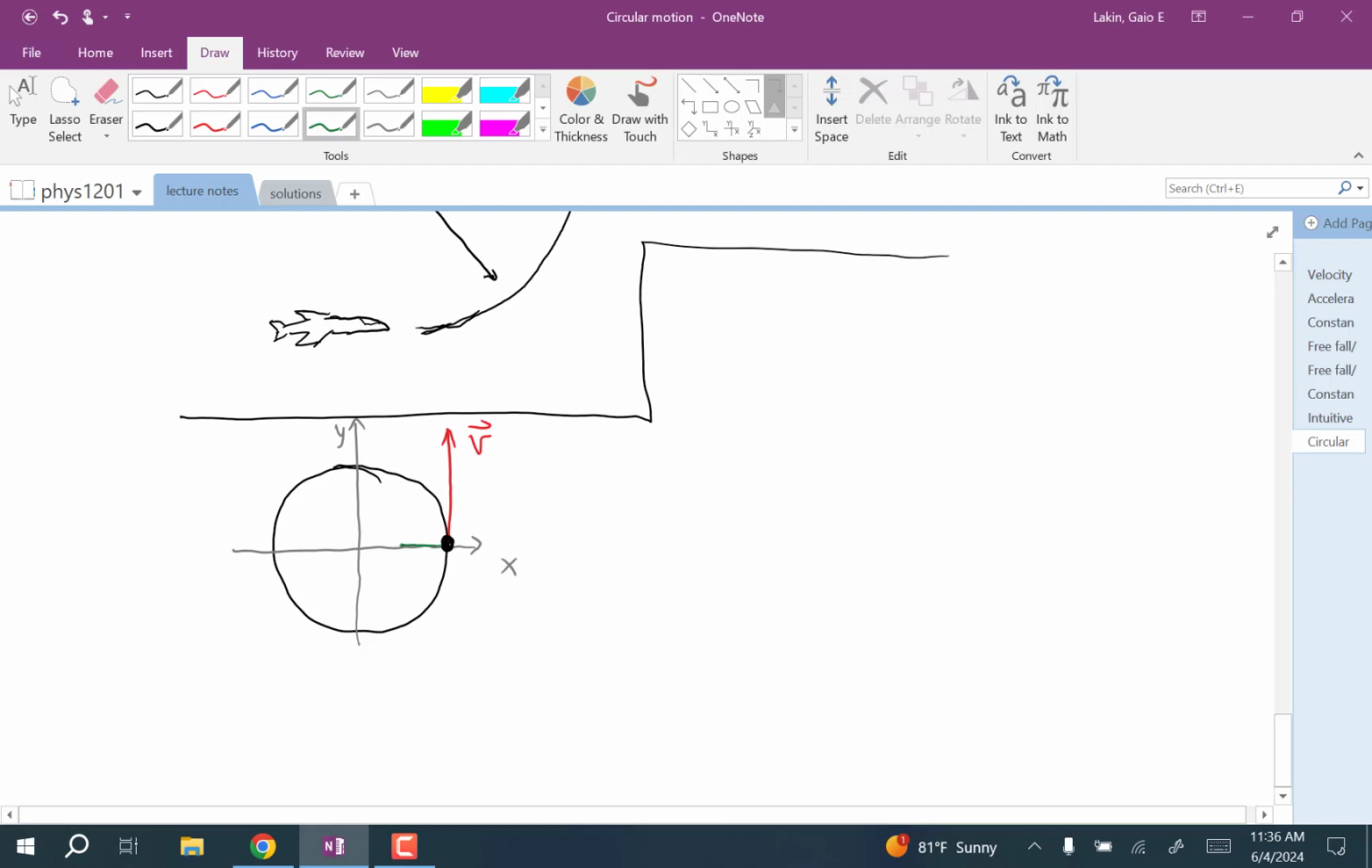Then draw the centripetal acceleration. That's, you can see, in the negative x direction. And so now we'll calculate the magnitude of the centripetal acceleration. That's v squared over r. And that is 57.6 meters per second squared.